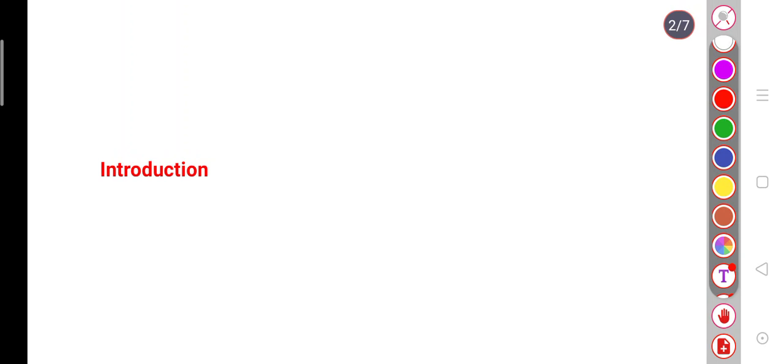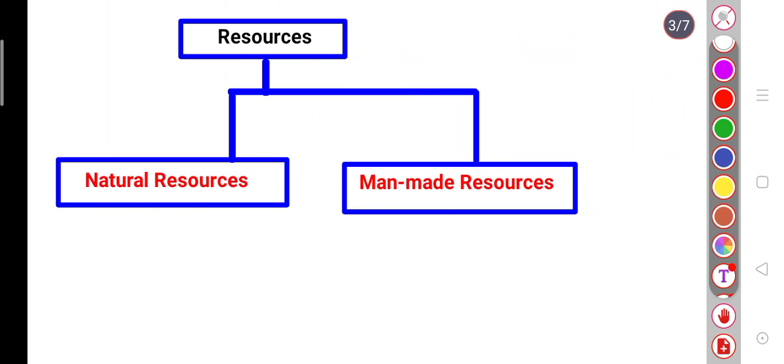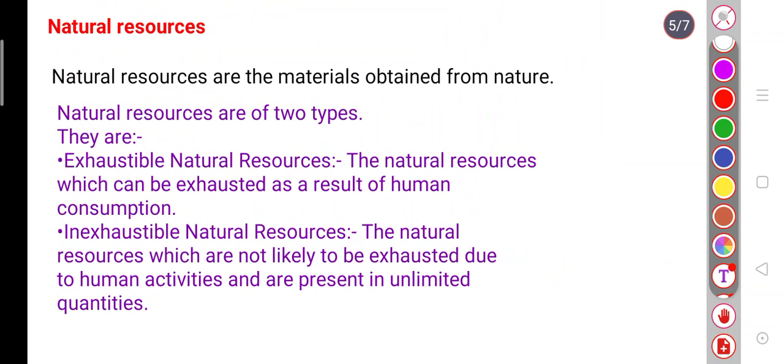So the resources are divided into two: natural resources and man-made resources. What are natural resources? Natural resources are the resources that are obtained from nature. For example, air, water, soil, wildlife, forest, coal, petroleum, etc. Now, natural resources are further divided into two types.